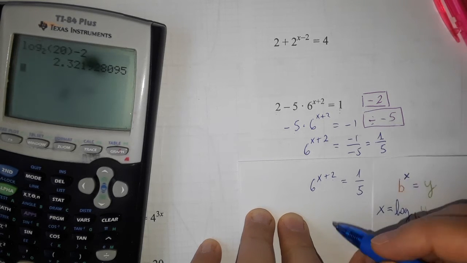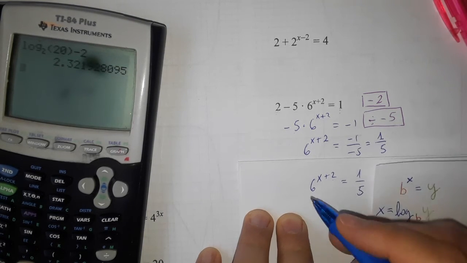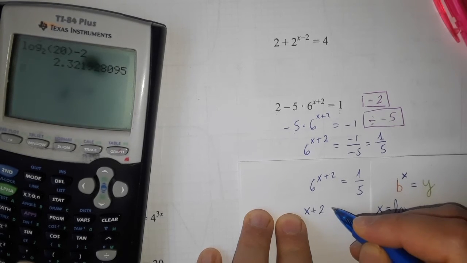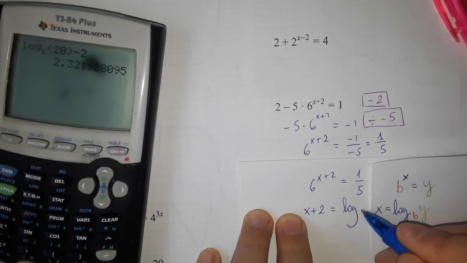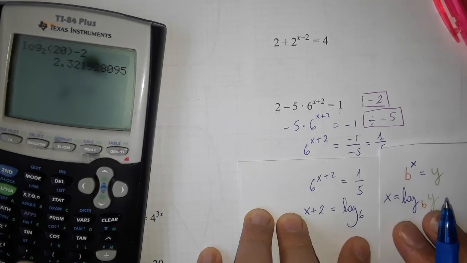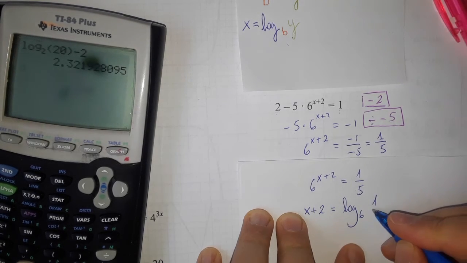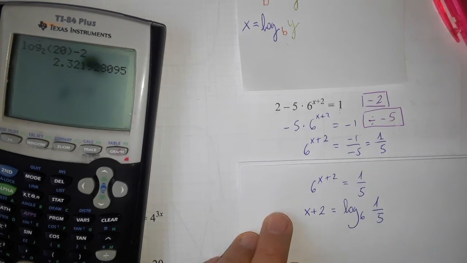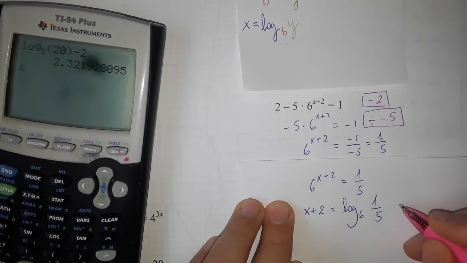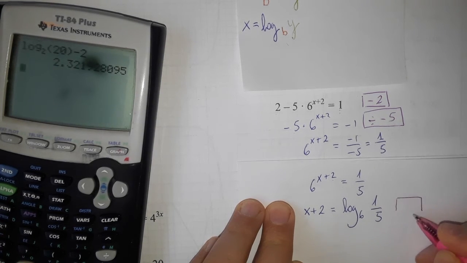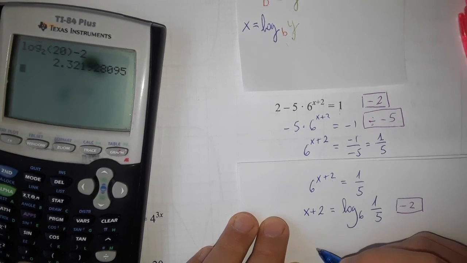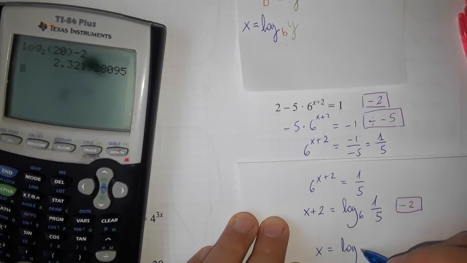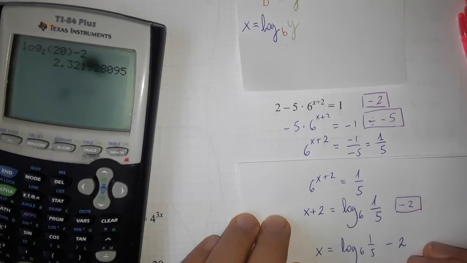So what we're gonna have is, instead of x, x plus 2, because now the exponent is x plus 2, equals log, now the base is 6, right? And then 1/5 stands for y. Okay, 1/5. And the last thing to do is just subtract 2 both sides. So what I have is x equals log base 6 of 1/5 minus 2. That's what I have.